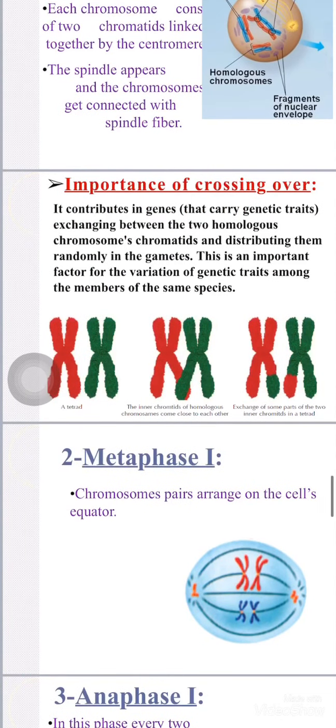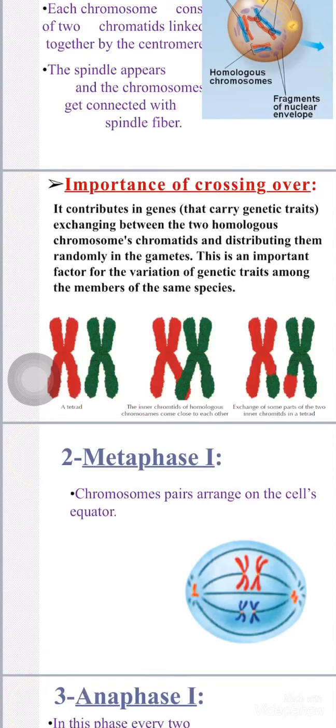What's the importance of crossing over? As I said, it contributes in exchanging the genes that carry the genetic traits between the two homologous chromosomes, chromatids, and distributing them randomly in the gametes.